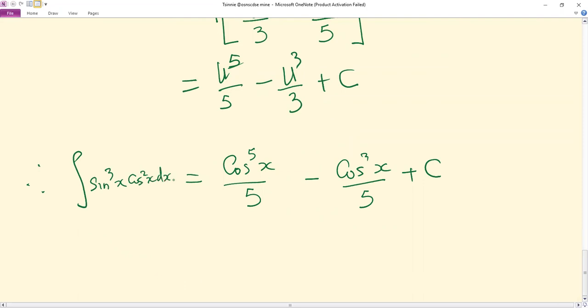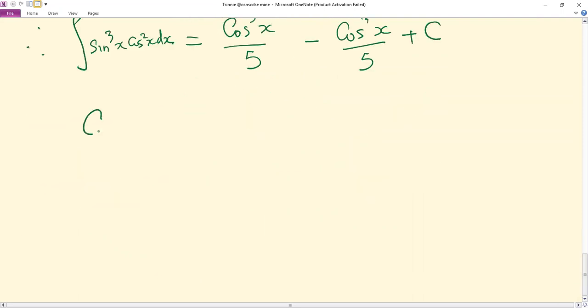Now in the next session, we'll discuss the case whereby m is even and n is odd. So case 2 is when m is even and n is odd.